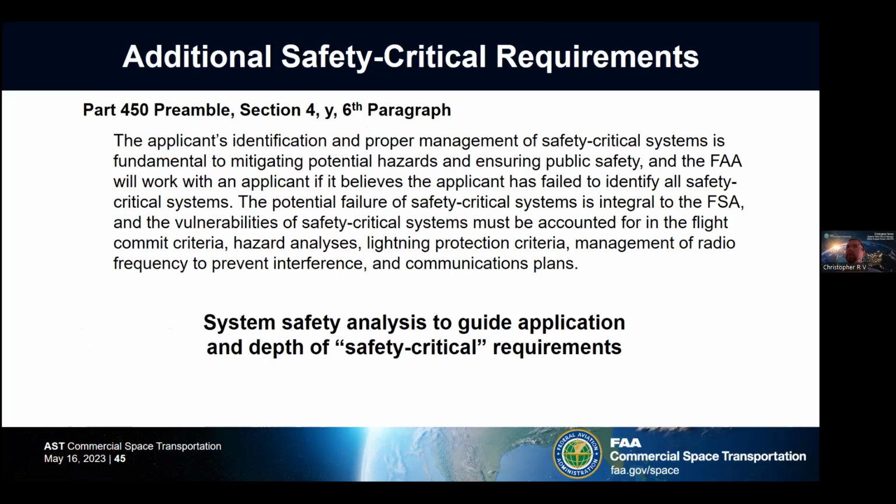As stated in the preamble to the final rule, the applicant's identification and proper management of safety critical systems is fundamental to mitigating potential hazards and ensuring public safety. The FAA will work with an applicant if it believes the applicant has failed to identify all safety critical systems. The potential failure of safety critical systems is integral to the FSA, and vulnerabilities of safety critical systems must be accounted for in the flight commit criteria, hazard analysis, lightning protection criteria, management of radio frequency to prevent interference, and communication plans. In short, system safety analysis is utilized to guide the application and depth of the safety critical requirements.